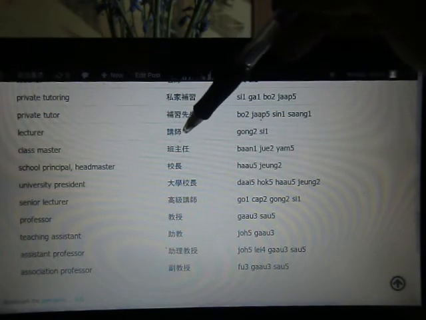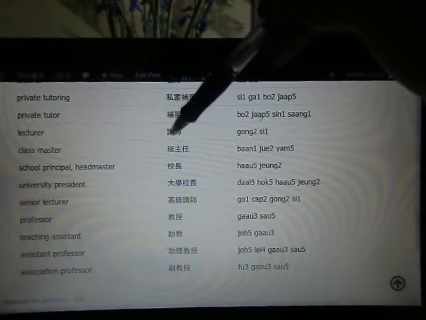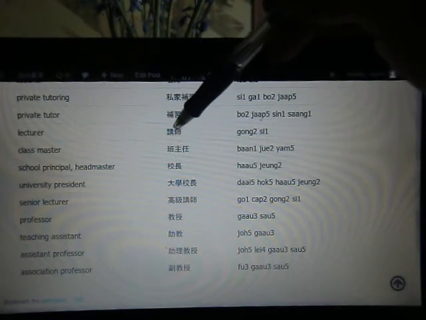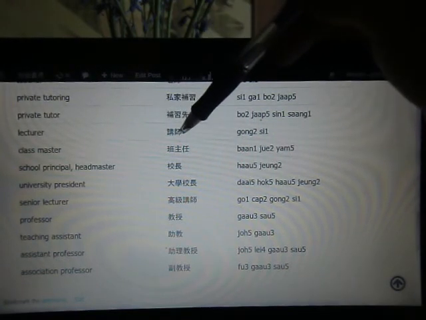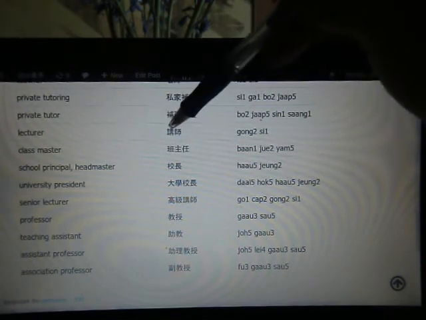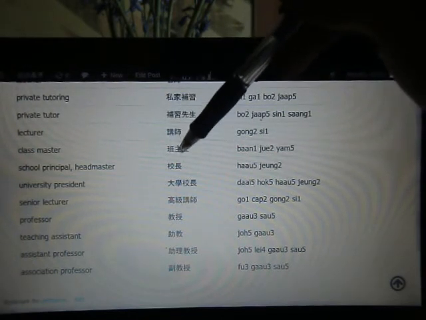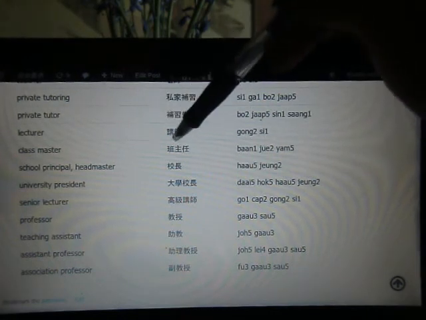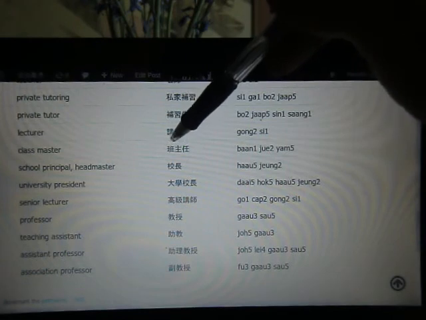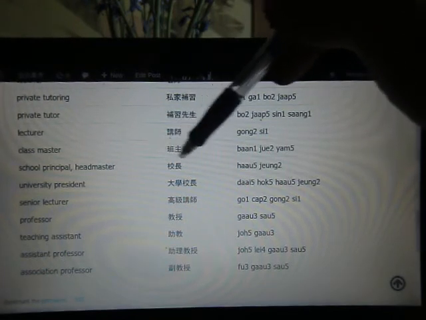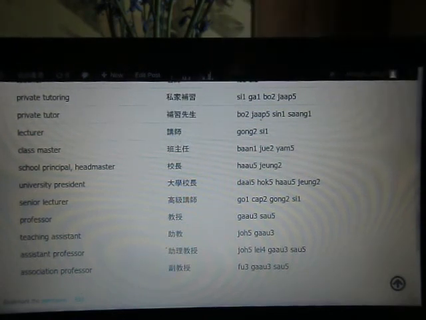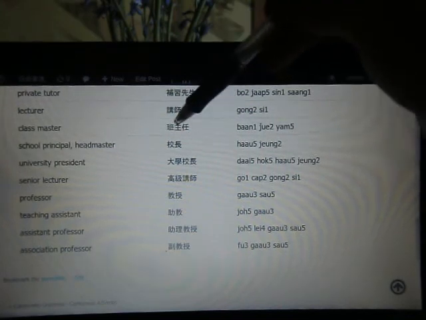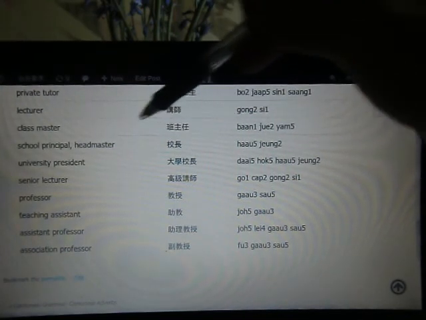And then in a university or college we have 講師. 講 is to speak. 師 again is someone who has expertise in something who becomes the leader. 講師 is lecture or lecturer. And 班主任, in primary schools or secondary school, we have 班主任, the class master. 主任 is actually the officer. 班主任, the class officer of the class, is the class master.